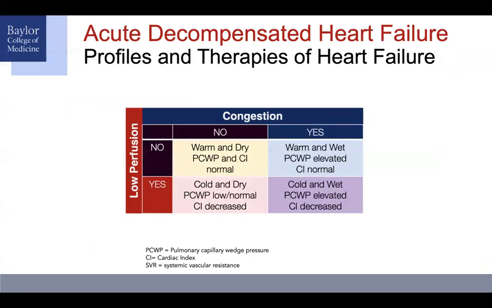When they're decompensated, you can do the simple mnemonic. You want to get them to have no congestion and have adequate perfusion. So you want them to be warm and dry. And this represents normal cardiac index as well as normal wedge pressure. A lot of our patients come in and they may be warm and wet, where they just need some diuretics and their cardiac index, their perfusion, is okay.